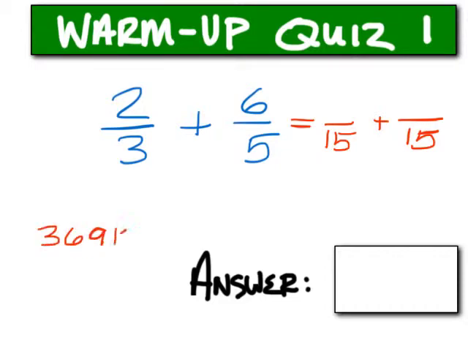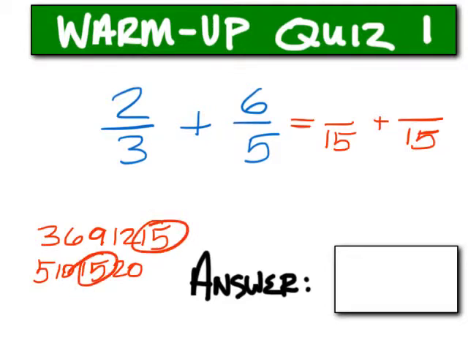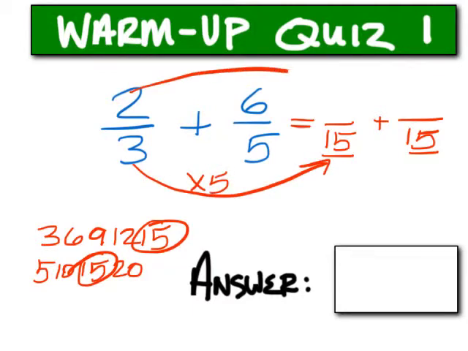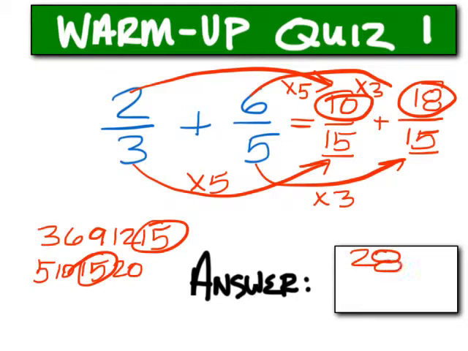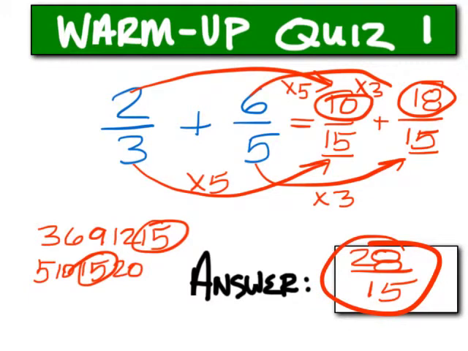3, 6, 9, 12, 15 are the multiples of 3, and 5, 10, 15, 20 are the multiples of 5. The lowest number they have in common is 15. That's why we use this and this. 3 times 5 is 15, so 2 times 5 is 10. 5 times 3 is 15. 6 times 3 is 18. 10 plus 18 should be 28 over 15. Final answer is 28 over 15.